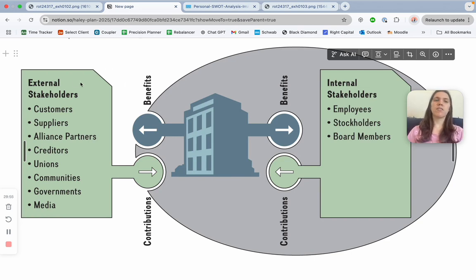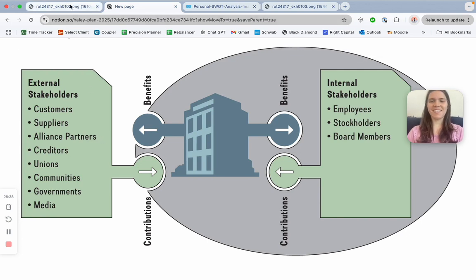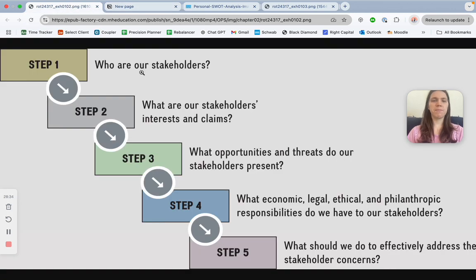We also have our external stakeholders. So we want customer loyalty to be high. We want to have a good relationship with our suppliers. If we have alliance partners, we want those relationships to be efficient and well-mannered too. And so we have a lot of people to please. So first thing we have to do is identify who are our stakeholders.